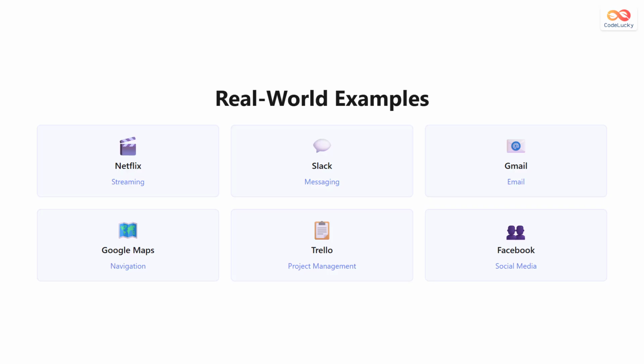Many popular applications you use daily are single-page applications. Netflix uses SPA technology for its streaming platform. Slack, a messaging and collaboration tool, is built as an SPA. Gmail, Google's email service, loads once and then updates content as you interact with it. Google Maps provides navigation and location services using SPA architecture. Trello, a project management tool, updates tasks and boards dynamically. Facebook, the social media platform, uses SPA to provide a continuous feed experience. These real-world examples show how SPAs power some of the most popular applications on the internet.